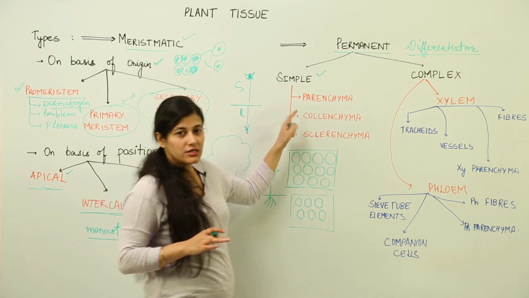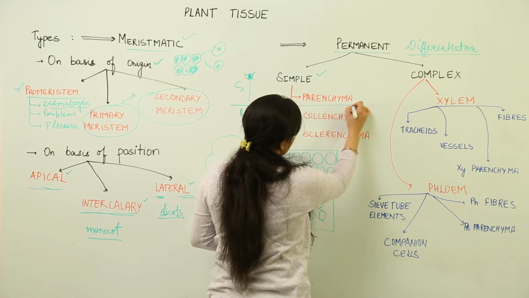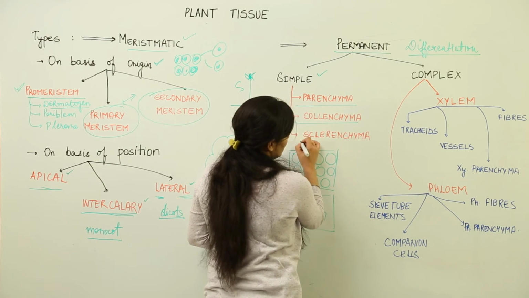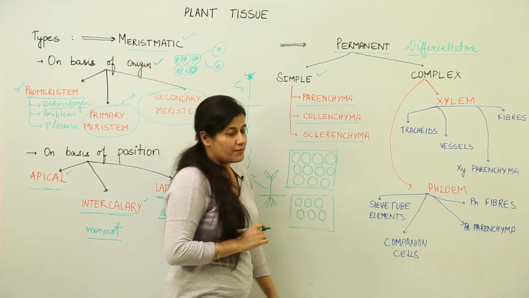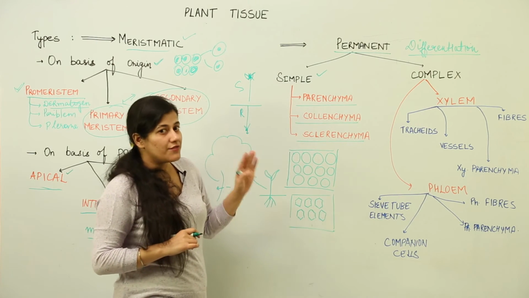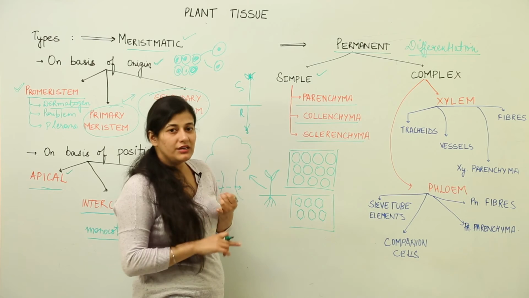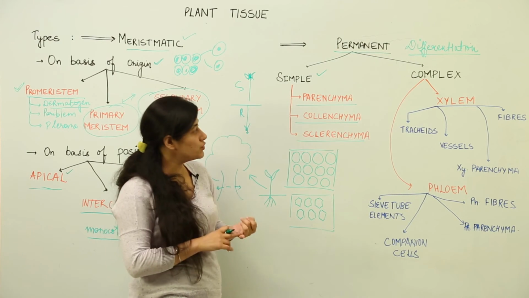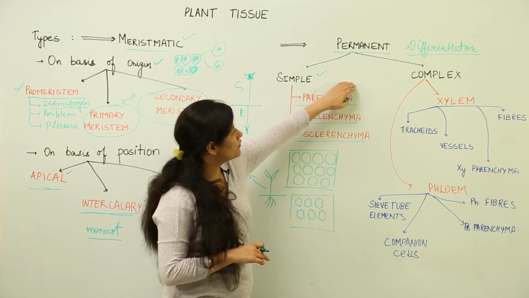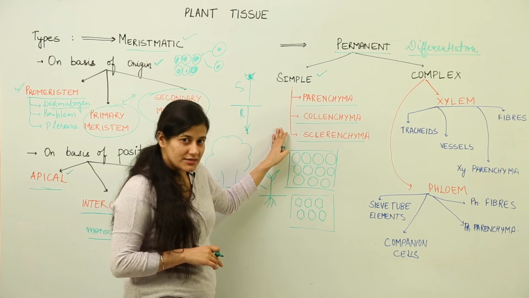The simple permanent tissue is further of three types. First is Parenchyma, second is Collenchyma, third is Sclerenchyma. Please pay attention. Every part of the plant, whether it is a leaf, a stem, or a root, is going to be formed of these tissues in any case.